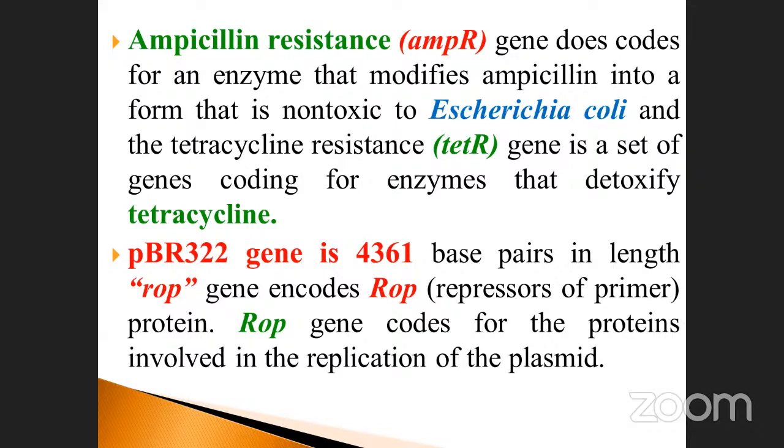At the same time, the pBR322 plasmid: how many base pairs are present in it? 4,361 base pairs in length. That gene is called the ROP gene. What does ROP denote? Repressor of primer: R, O, and P. The ROP gene codes for the proteins involved in the replication of the plasmid also. That is very, very important, my dear.